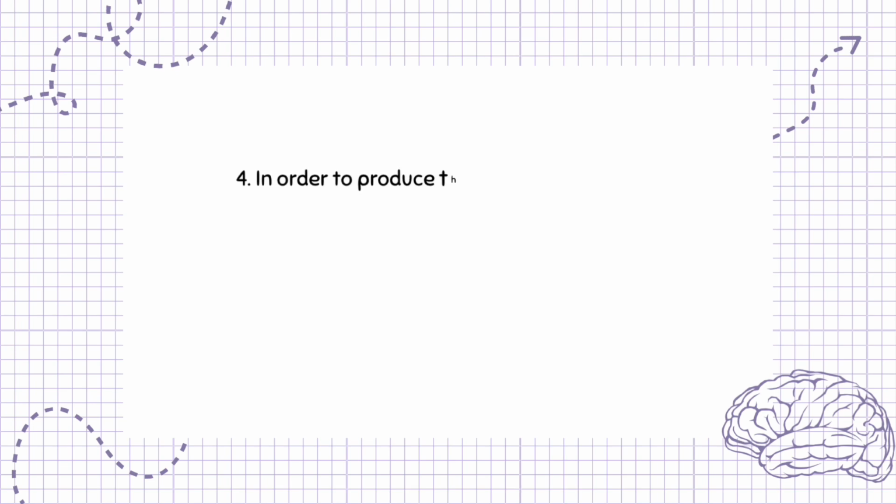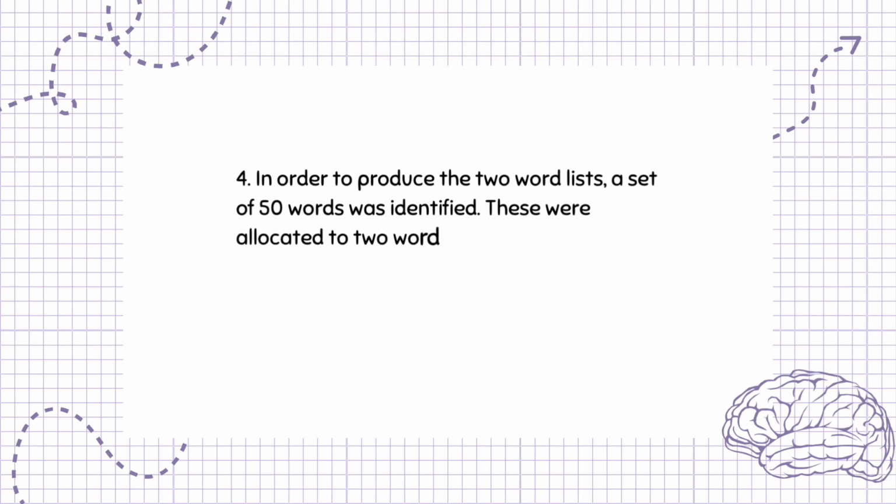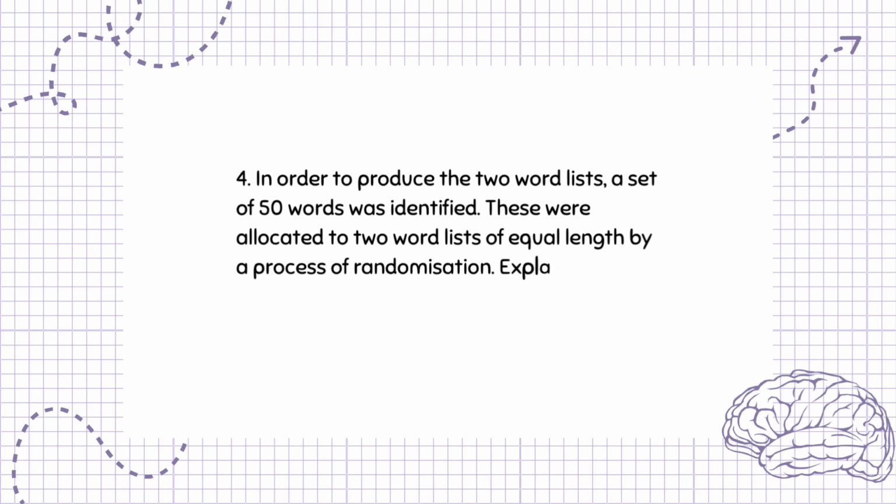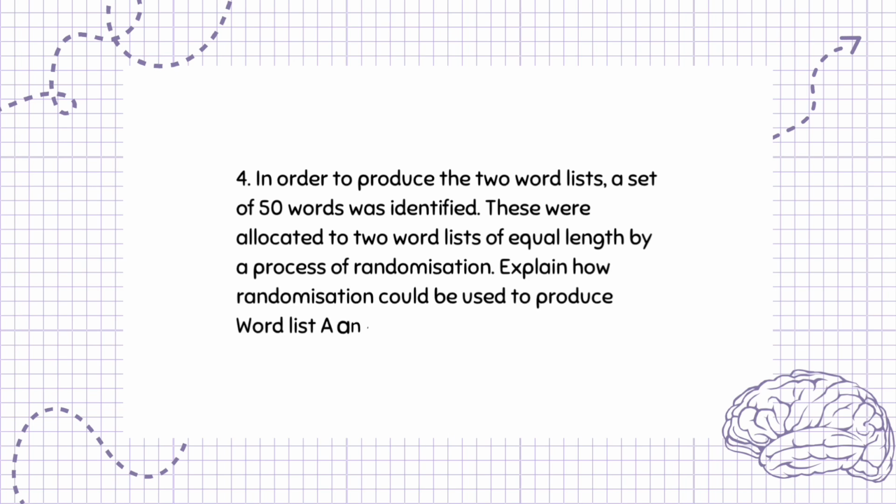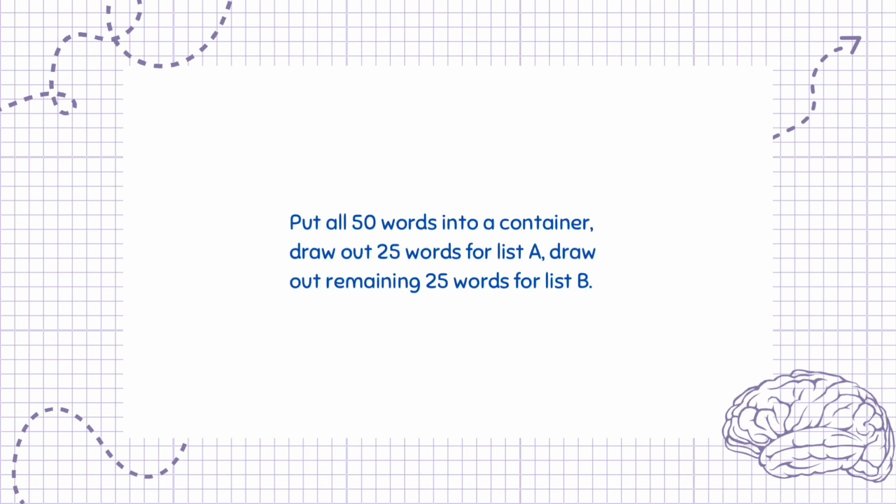Question 4. In order to produce the 2 word lists, a set of 50 words was identified. These were allocated to 2 word lists of equal length by a process of randomization. Explain how randomization could be used to produce word list A and word list B. 3 marks. Put all 50 words into a container, draw out 25 words for list A, draw out the remaining 25 words for list B.